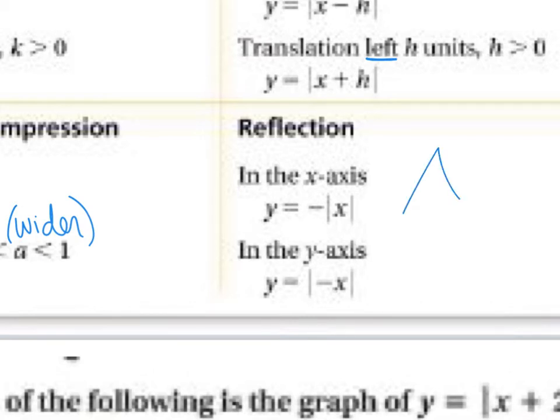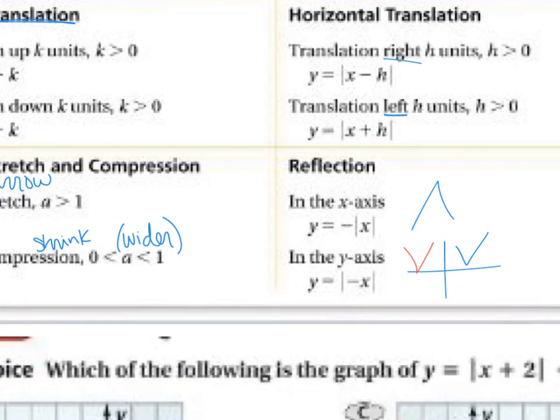And then, this one's not very common, but if it's in the y-axis, so it would be like if it starts here, you would reflect it over here. So it would be reflected across the y-axis. That one's not as common, but this first one definitely is. You see that one a lot.